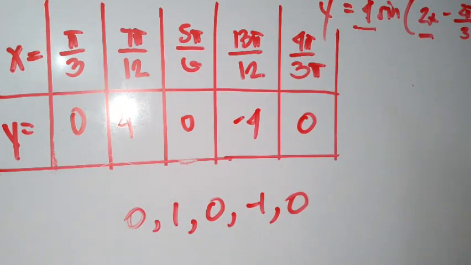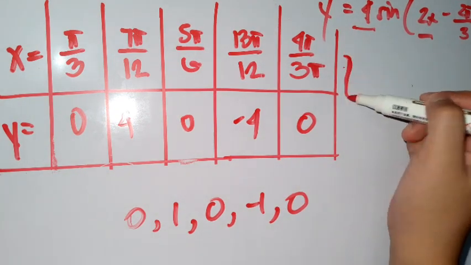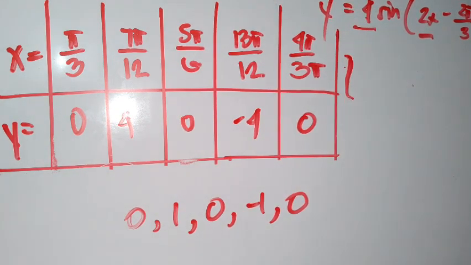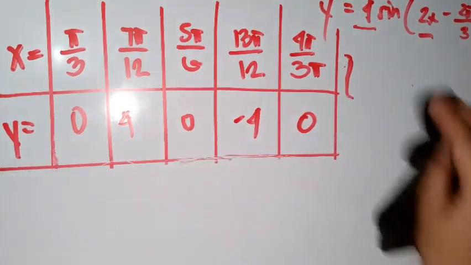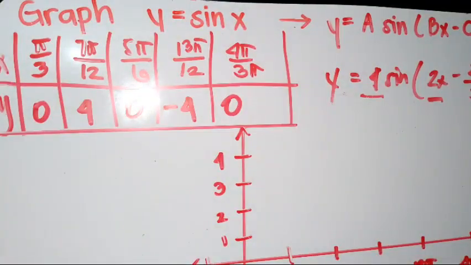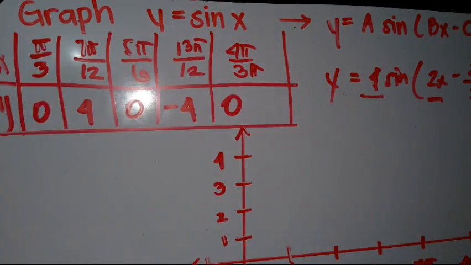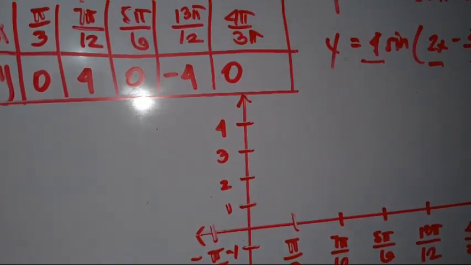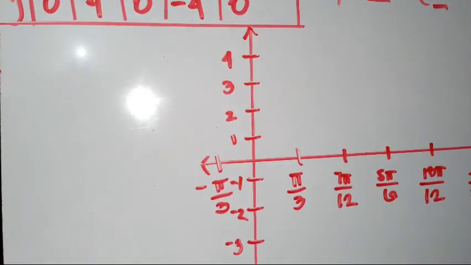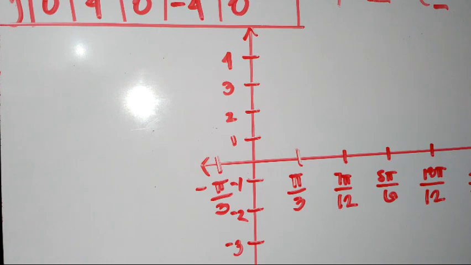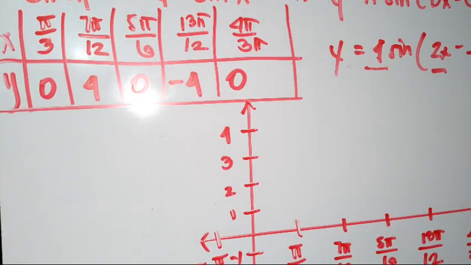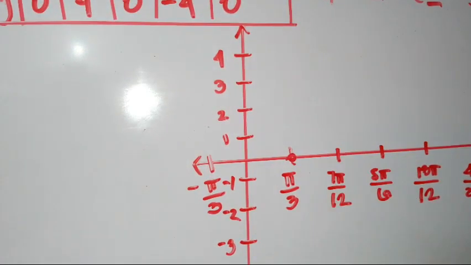So this is now our table that we're going to use in graphing using the Cartesian plane, having the x-axis and the y-axis, together with the value of x and y. All we need to do now is to plot this up. So we have pi over 3 and 0. Plot this in here.